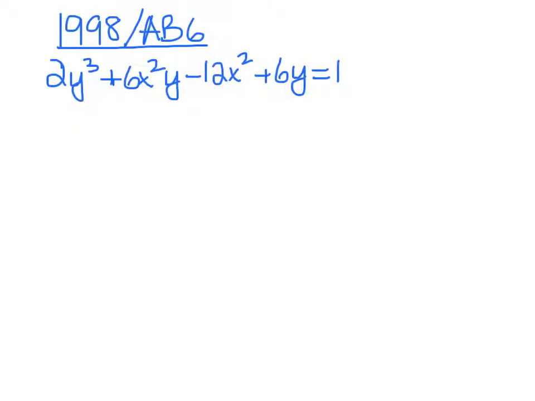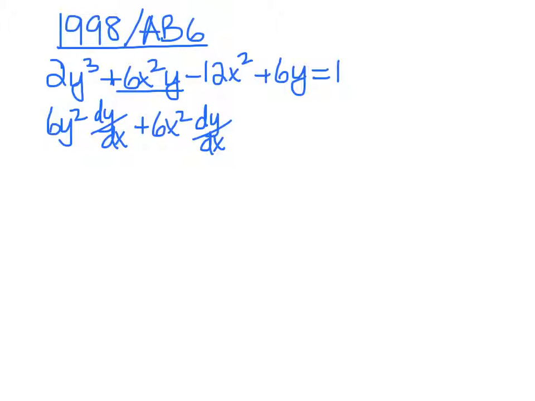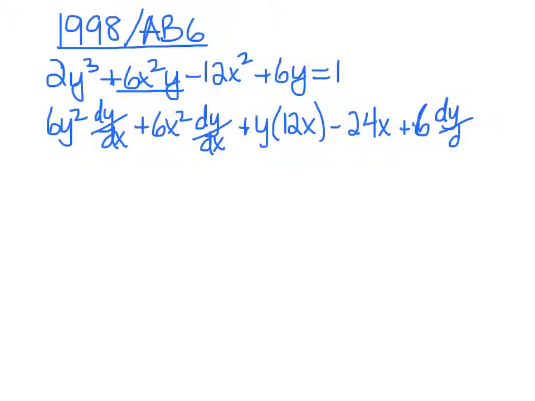So we're going to take the derivative of 2y cubed, which would be 6y squared. Again, don't forget dy dx because we're taking the derivative of a y. Now here we're going to do the product rule. So we're going to take the first times the derivative of the second plus the second times the derivative of the first, which would be 12x. Then we've got minus 24x plus 6, 6 dy dx, and then that equals 0.